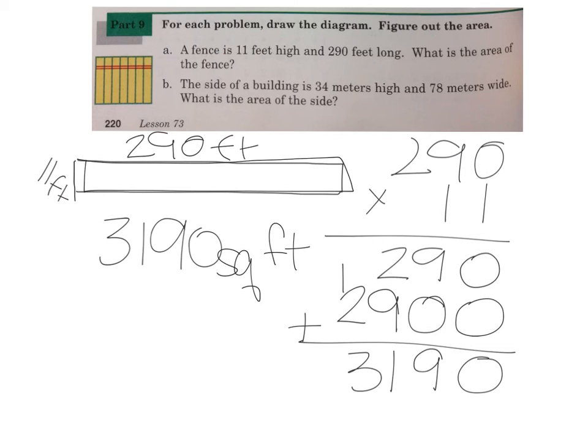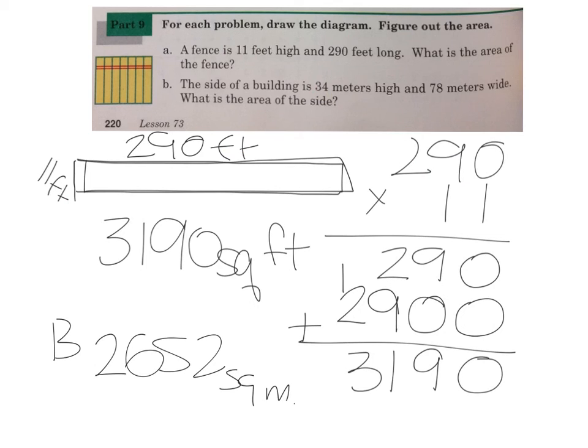For B, I want you to draw your diagram. I'll check your diagram. I'm not going to show you what it looks like, but I want to see you fix it to see that one of them is 34 and one of them is 78, to figure out which side should be long and which side should be shorter, twice as long, half as long, whatever. But for B, your area should be 2,652 square meters.